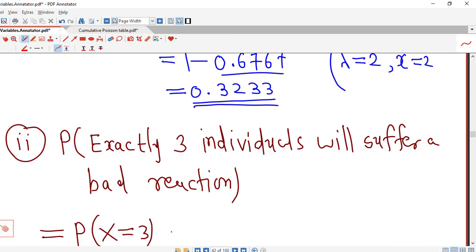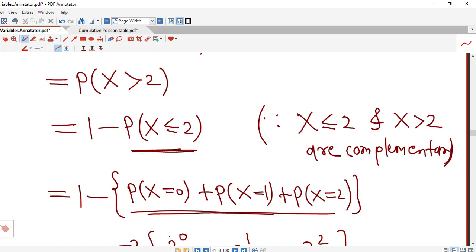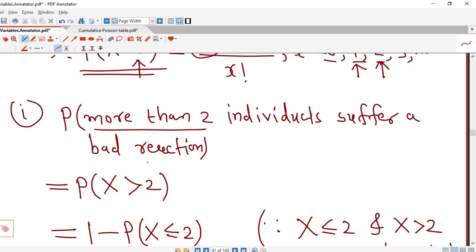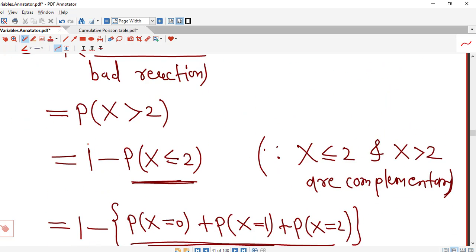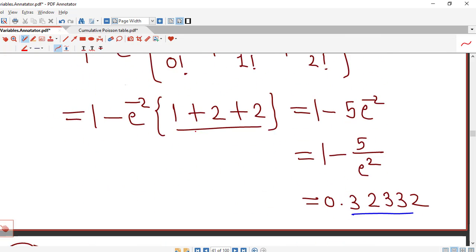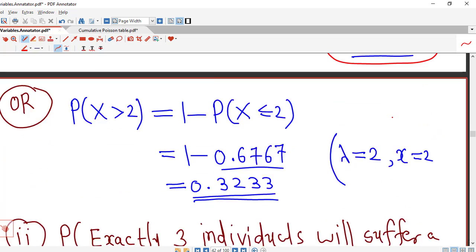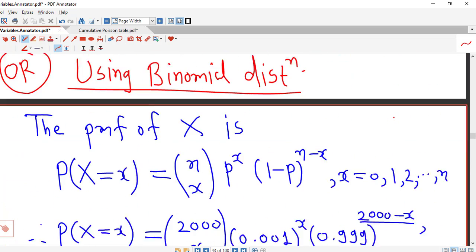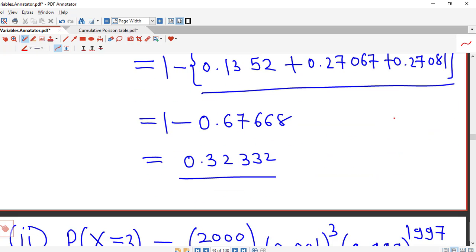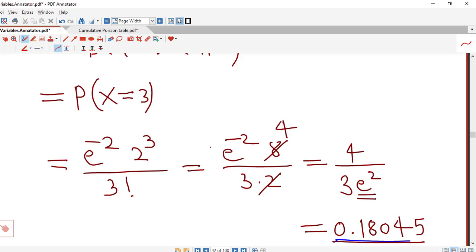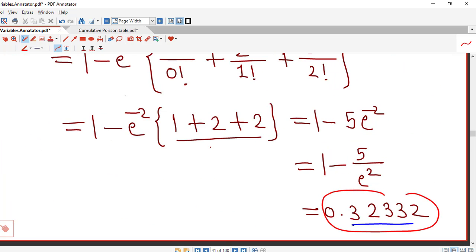So in part 1, using the Poisson distribution formula, we obtain this probability, capital X greater than 2, equal to 0.32332. This we compare with the probability obtained using binomial distribution. So we have obtained the same answer, 0.32332. So we can see how the Poisson approximation is good enough for the given binomial distribution.